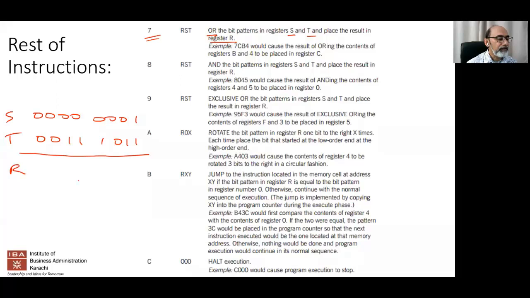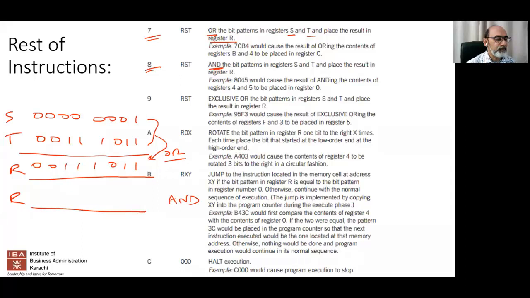So what is the result going to be? It's going to do an OR. So clearly it's going to be 11011100. Hopefully you remember your OR operation and that's what it's going to do. Similarly, opcode 8 is going to AND the bits. So if you're using AND, then it would result in a different operation. It would result in 10010000. Sorry, this would also be a zero. So those are two other opcodes.